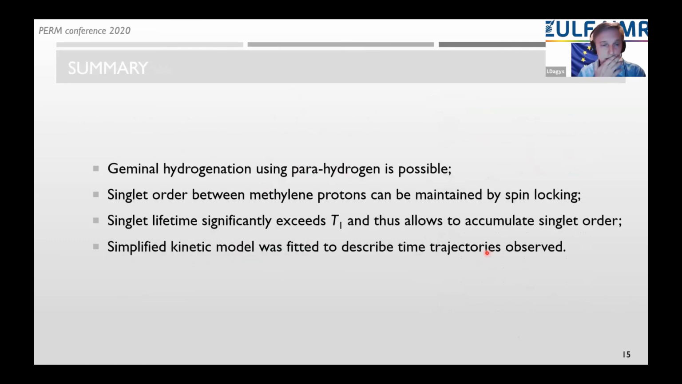So to summarize, I'd like to say that germinal hydrogenation is possible using parahydrogen, which was shown by Marcus first of all. Then singlet order between methylene protons can be maintained by spin locking, which was shown by Marina and Giuseppe Pileio in Southampton. And then singlet lifetime can significantly exceed T1, obviously, and then it may allow to accumulate singlet order if it's long enough, in contrast, for example, with other parameters like reaction time. And we used a simplified kinetic model, which was obviously maybe too simple for the complex chemistry that is involved, but it still managed to give a sense of timescales that are working against each other or with each other in the system.